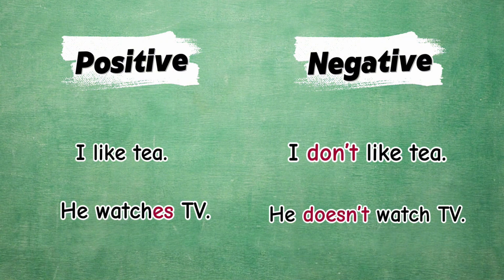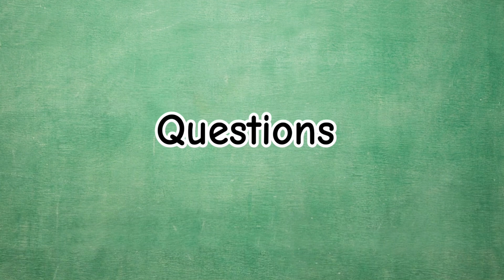I like tea. أحب الشاي. I don't like tea. لا أحب الشاي. He watches TV. He doesn't watch TV. يعني لا يشاهد التلفاز. We use doesn't because there is originally s or es in the verb.